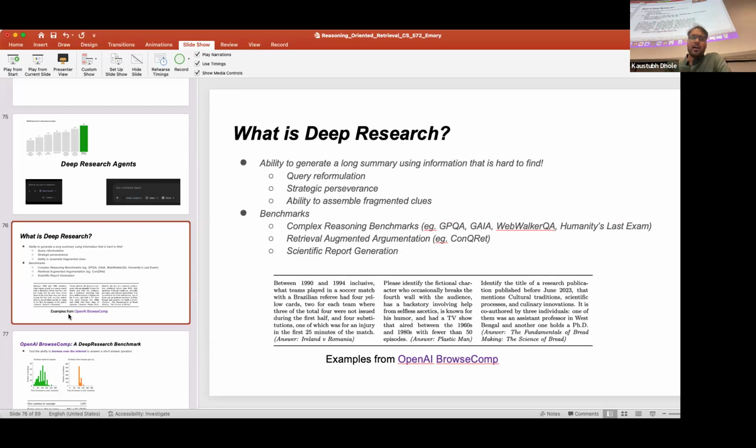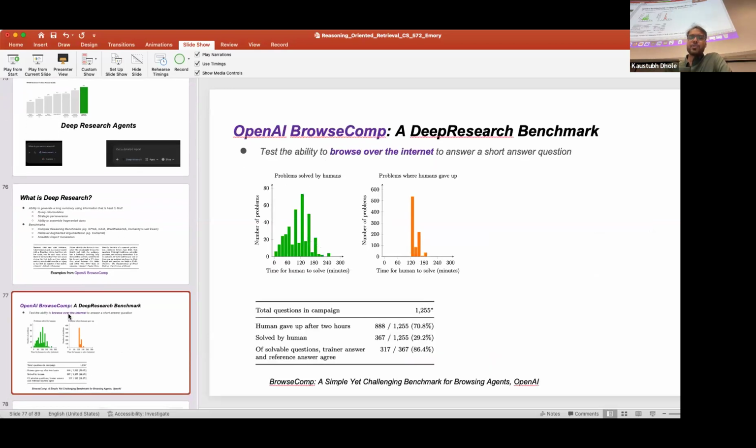When they created BrowseComp, the main aim was to test the ability of models to browse the internet and answer a short question. When they asked humans to solve them, humans took about 3 to 4 hours to solve a single question. And for the queries which humans could not solve, they gave up after 2 hours. So these are pretty challenging questions.